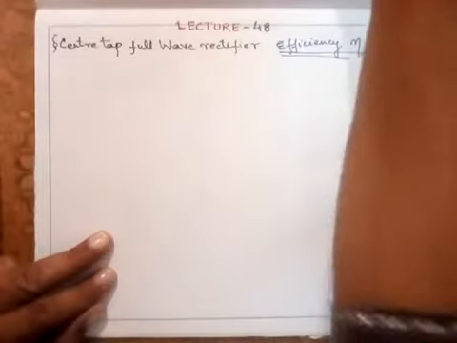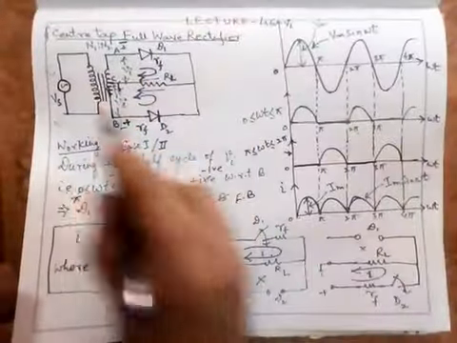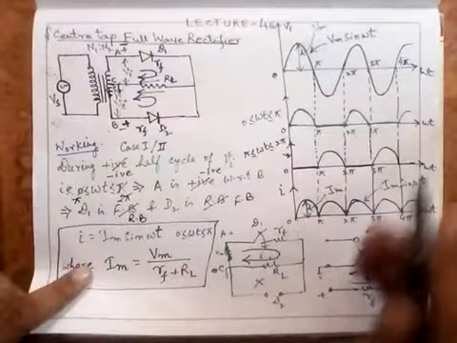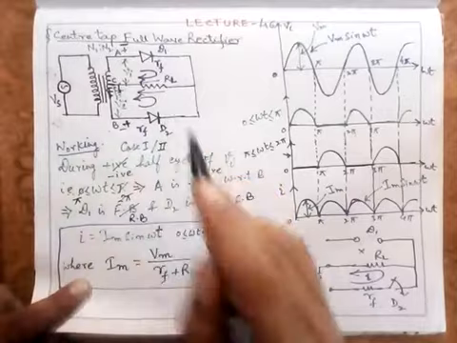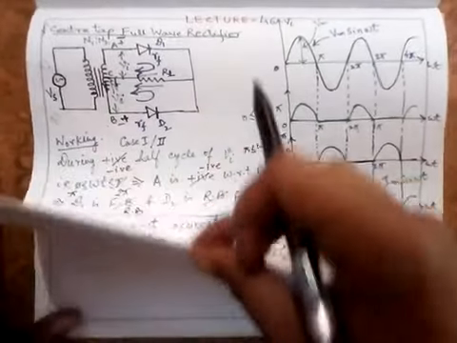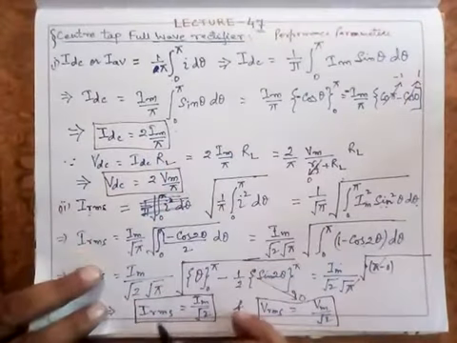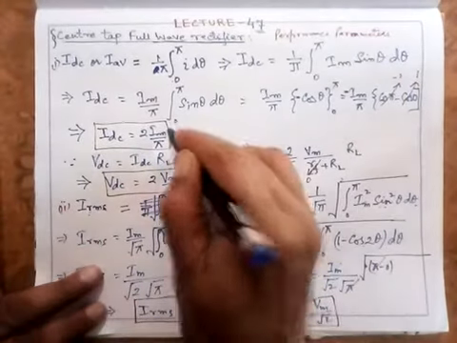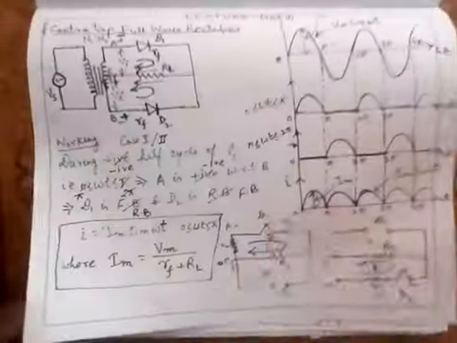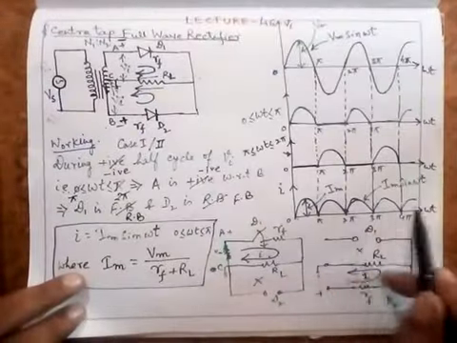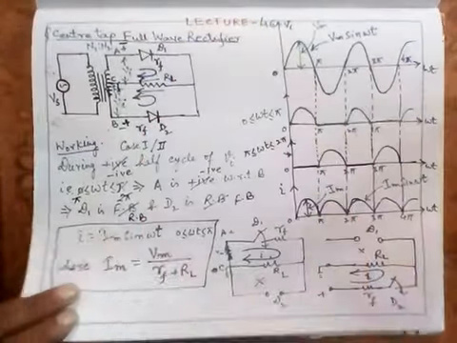I have already discussed the center tap full wave rectifier with you with the circuit diagram, the corresponding waveforms, and the working of this. IDC is equal to this much and IRMS is equal to this much, twice Im by pi. I found the RMS value and the DC value of the output current of a center tap full wave rectifier.